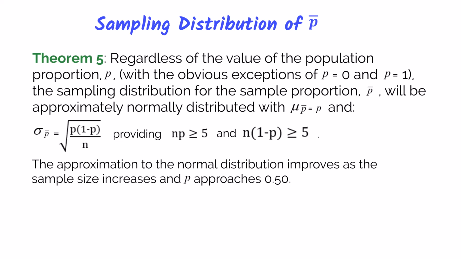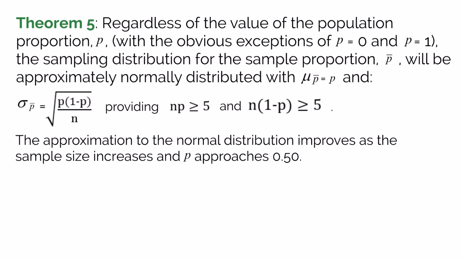Similarly, Theorem 5 takes all of the pieces that we just discussed and it allows us to work with the sampling distribution of p-bar. So regardless of the value of the population proportion p, aside from p being 0 or 1, the sampling distribution for our sample proportion will be approximately normally distributed with our mean and our standard error if our sample sizes are sufficiently large. Note that the approximation to the normal distribution improves as the sample size increases and p approaches 0.5.